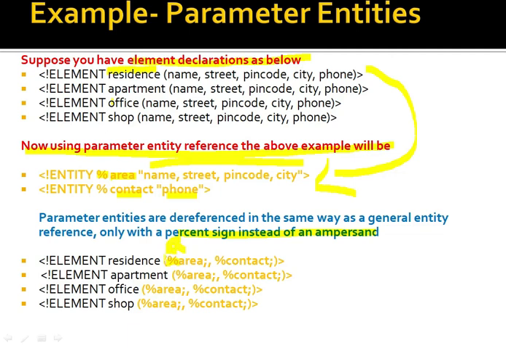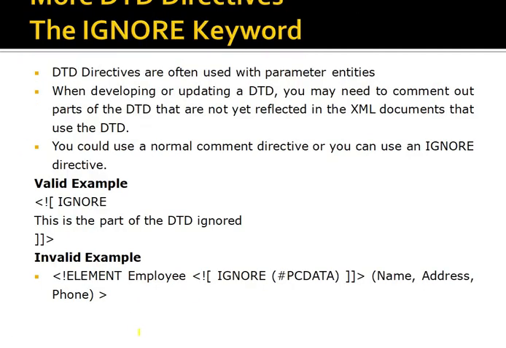Since it is a parameter entity, you need to use a percentage symbol. So percentage area and contact. Then apartment, area, contact. Office, then area and contact. Then shop, area and the contact. So the parameters are here. Parameter for an office, shop, everything is here. Okay, so this is how we can use parameter entities in the XML document.